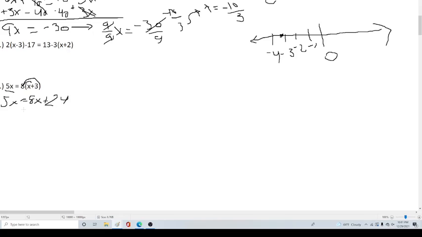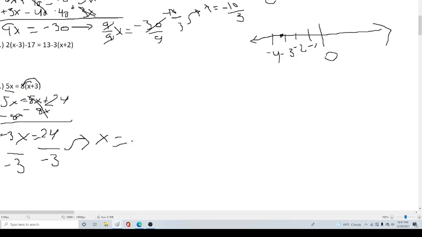Alright, we're going to subtract 8x from both sides. 5x minus 8x is minus 3x, equals, comes down. The 8x's cancel out. It leaves us with 24 on that side. Divided by minus 3, x is equal to minus 8.